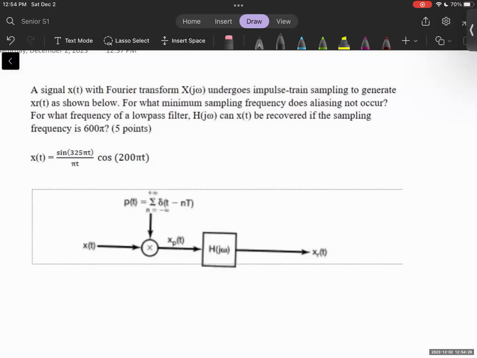Do we want to jump into solving? Okay. Let's go ahead and do that then.